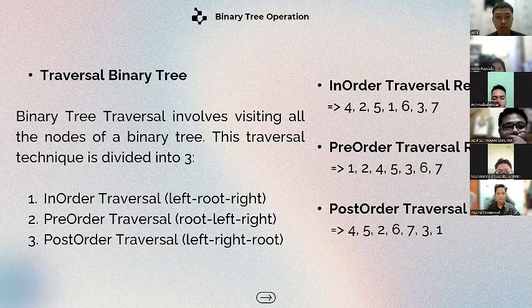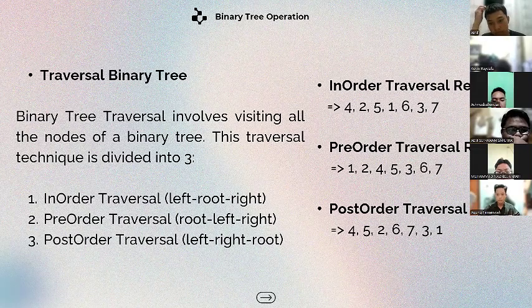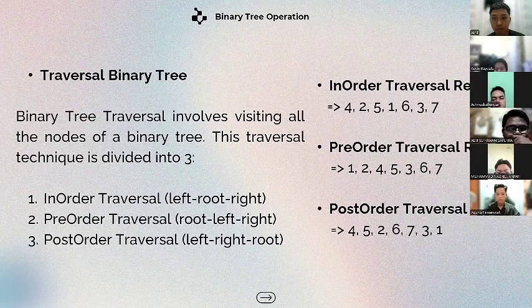Fifth, because the left branch has been checked, we go to the right branch. Sixth, we check the left branch again, which is number 6, and we input the number 6 into the data. Seventh, we go back to the top, which is number 3, because it's the root, so we input number 3 into the data. Eighth, we check the right branch, which is number 7, and input it into the data. So the result of the in-order traversal is 4, 2, 5, 1, 6, 3, and 7.